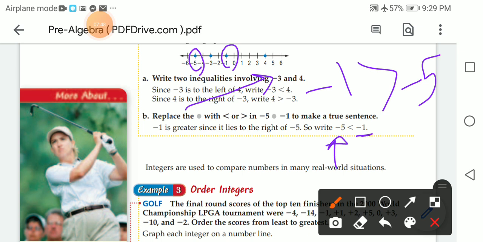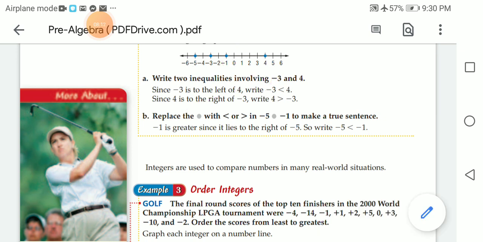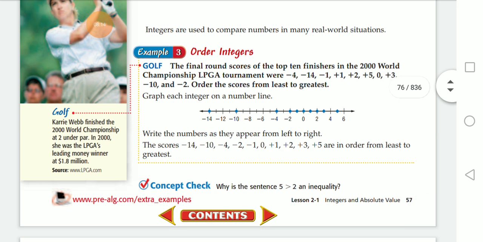To understand this, my dear students, to lose 5 pounds is worse than losing 1. I mean, to borrow $5 is worse than to borrow just $1. So, moving to this point, integers are used to compare numbers in many real-world situations.